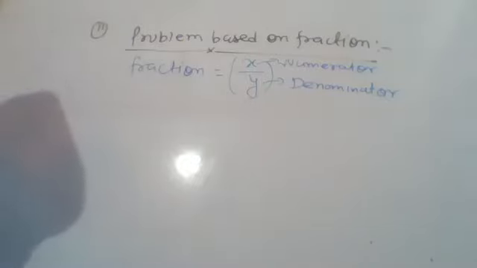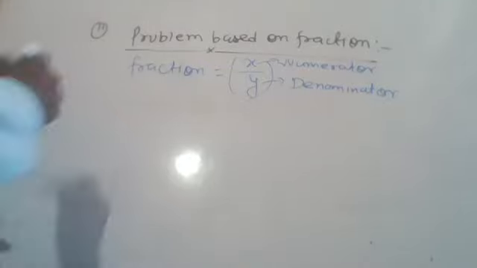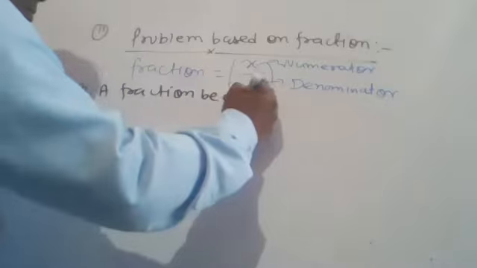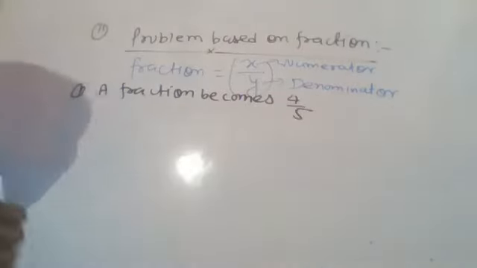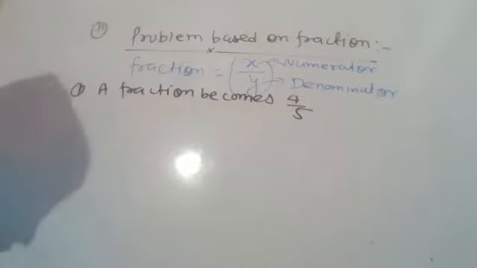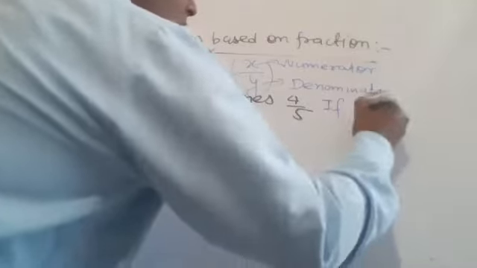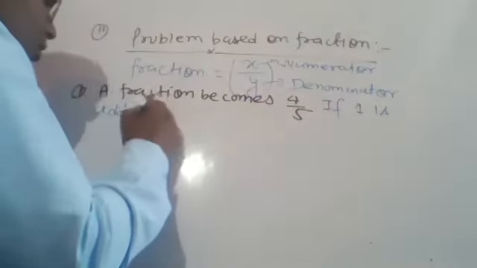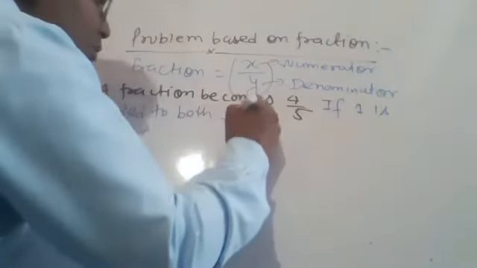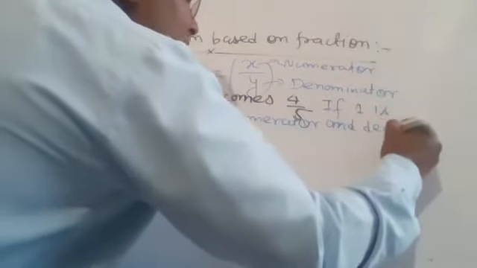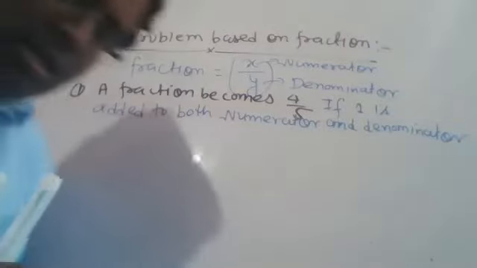Okay, write down the question. A fraction becomes 4 by 5 if one is added to both numerator and denominator. Numerator and denominator, everyone.